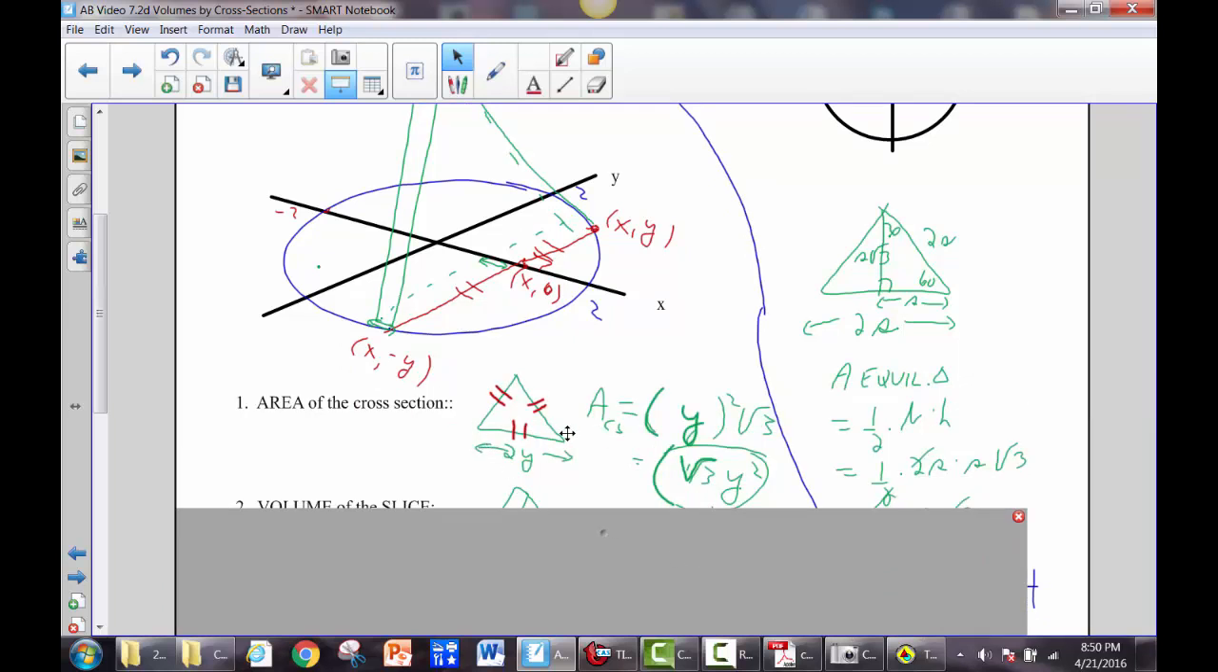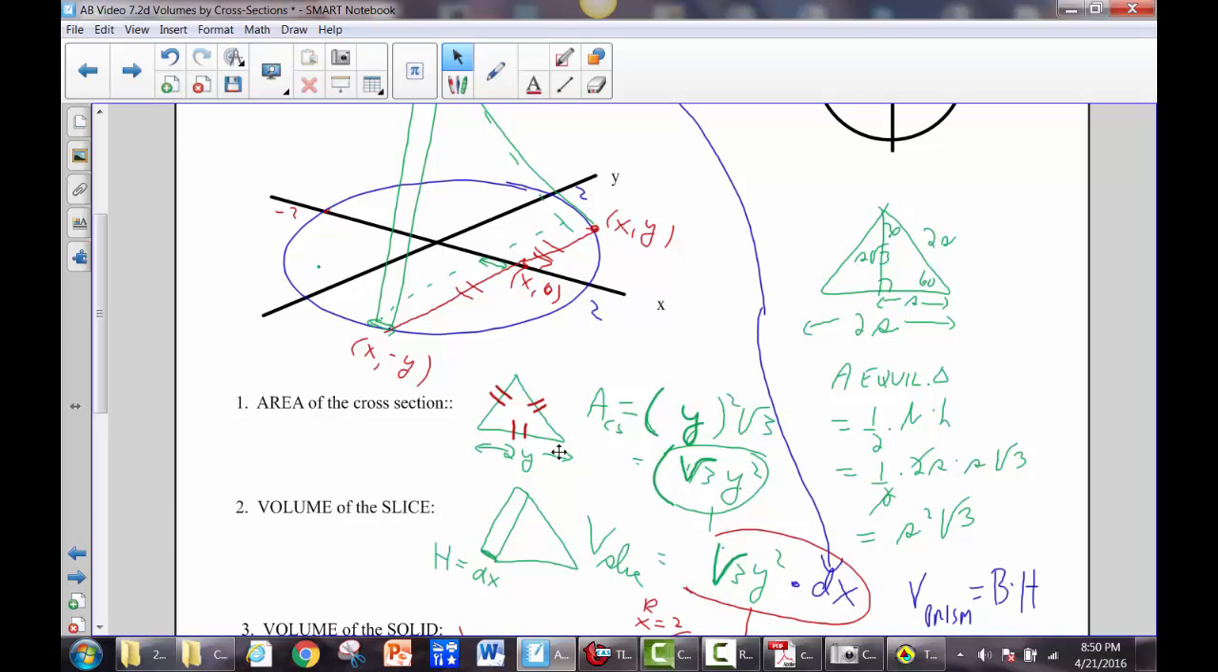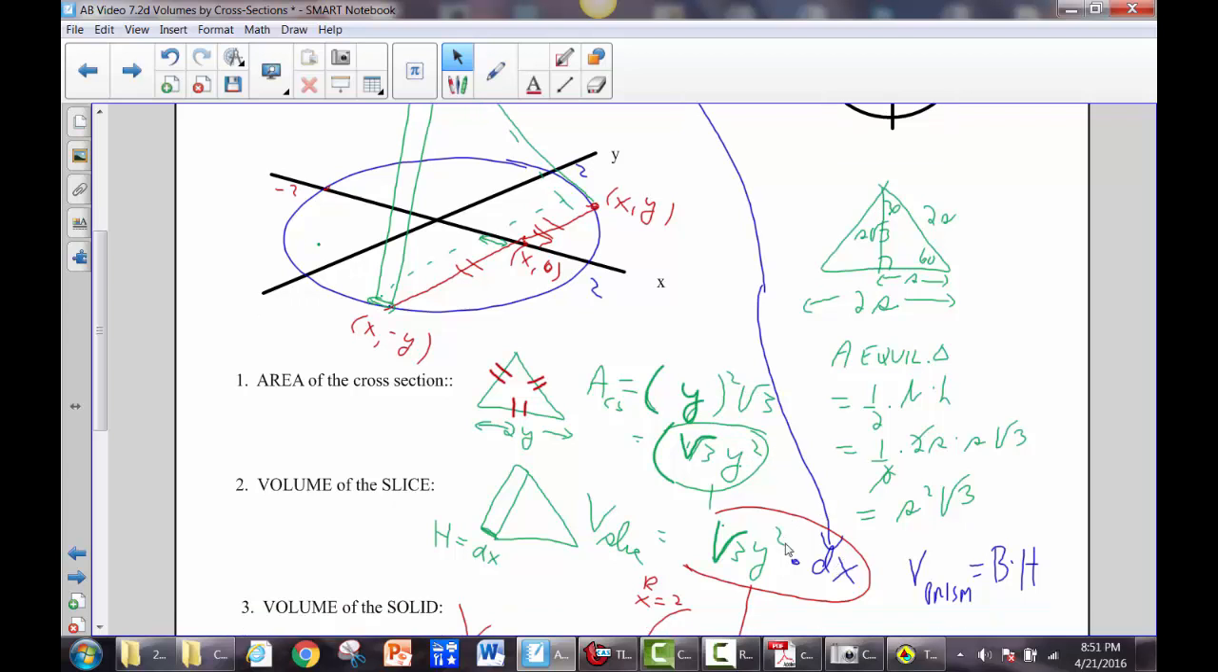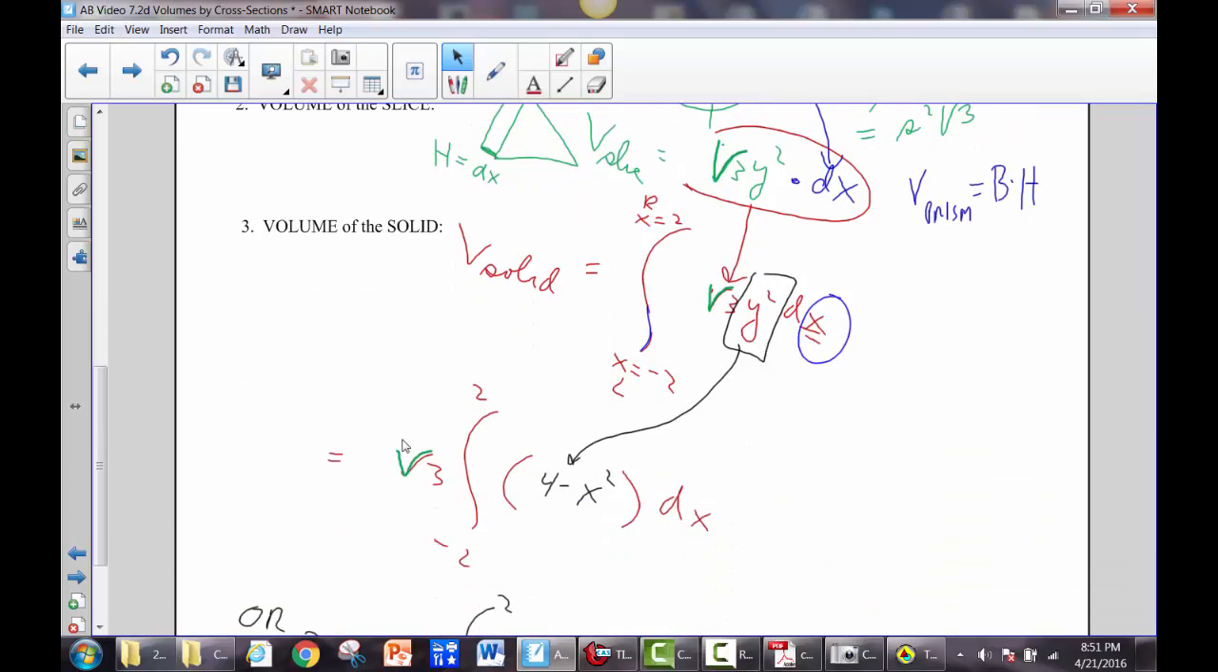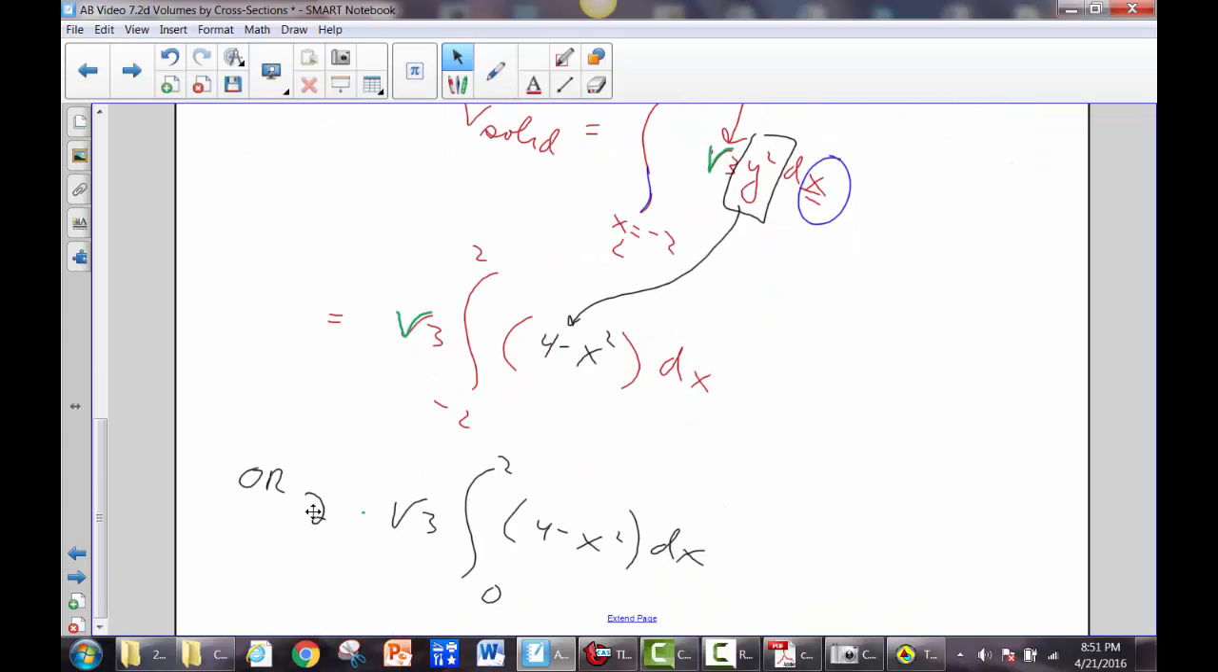Okay? So ours is 2y instead of being 2s. So it's s squared root 3, which in our case is y squared root 3 or root 3y squared. Then all you do for the volume of the slice is stick a dx on that because it's perpendicular to the x-axis. And for the volume of the solid, you take that expression, stick an integral. That's x, so it has to go from left border to right border. And again, you can't leave the y there, but y squared is equal to 4 minus x squared. And again, they could do 2 times 0 to 2.